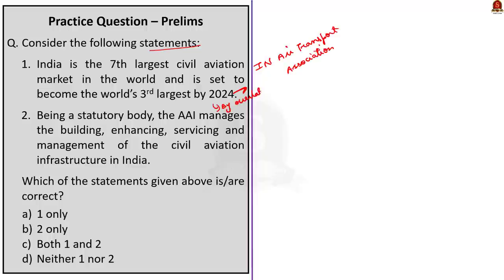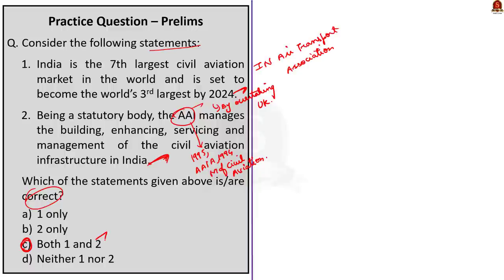Coming to the second statement, being a statutory body, the Airports Authority of India manages the building, enhancing, servicing and management of civil aviation infrastructure in India. See, the second statement is also correct. The Airports Authority of India, which is shortly known as AAI, was founded in 1995. And it was created through the Airports Authority of India Act 1994. And it is functioning under Ministry of Civil Aviation. And it is also a statutory body. So the second statement is correct. Now the question is asking for the correct statement. So the answer for the question is option C, both 1 and 2.